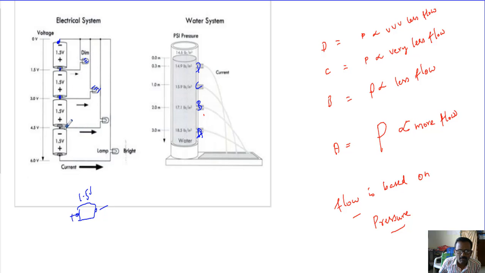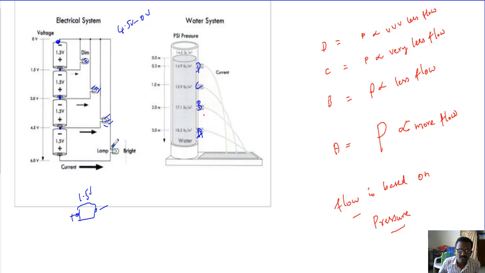Now I connect another bulb across this point and this point. So this point is 0 volt, this is 4.5 volt. So the potential difference is 4.5 volt. What about this and this point? It is 4.5 volt minus 0 volt. So this has more power when compared with this one. What about the last bulb?